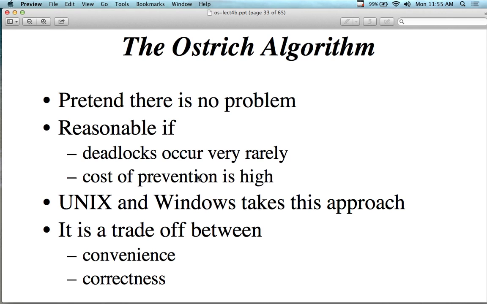And then they wait for the fear to go away, and then they pull their head back out of the sand. So pretend like there's no problem. Then you don't have to deal with deadlock. That's actually what most operating systems are doing now.